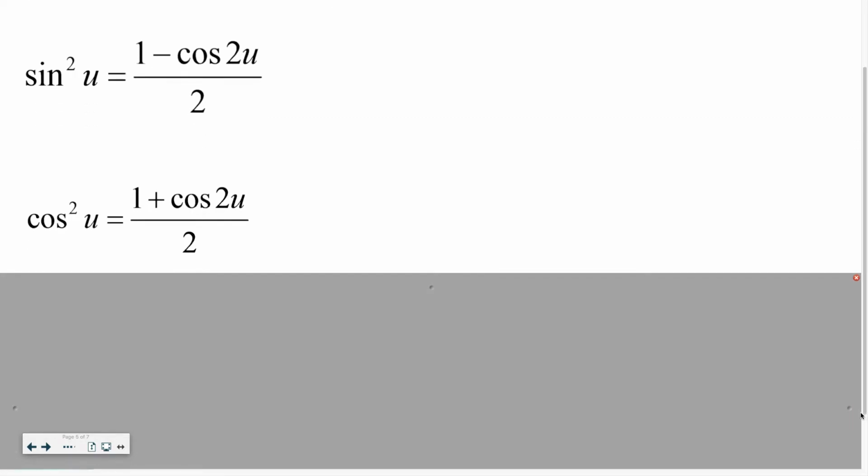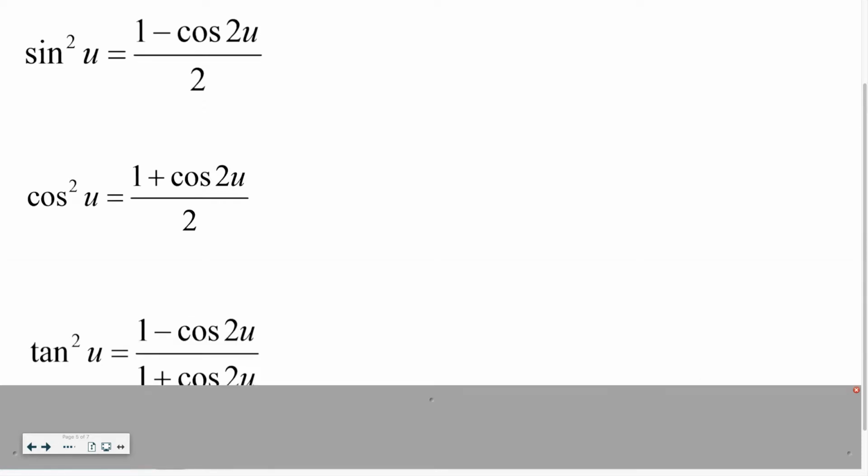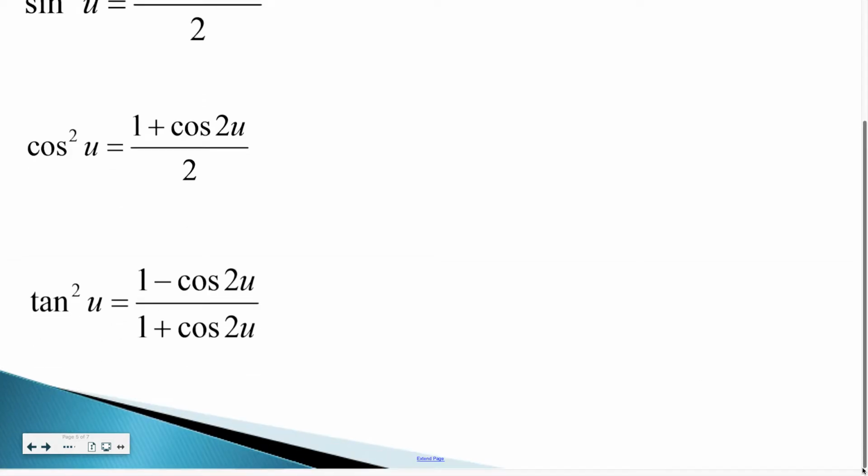And then, last but not least, we have our tangent power reducing formula. We know that tangent is the same thing as sine over cosine, which is how we get this formula to be what it is. So technically all you would need is the sine squared and cosine squared, but might as well have the tangent squared also.